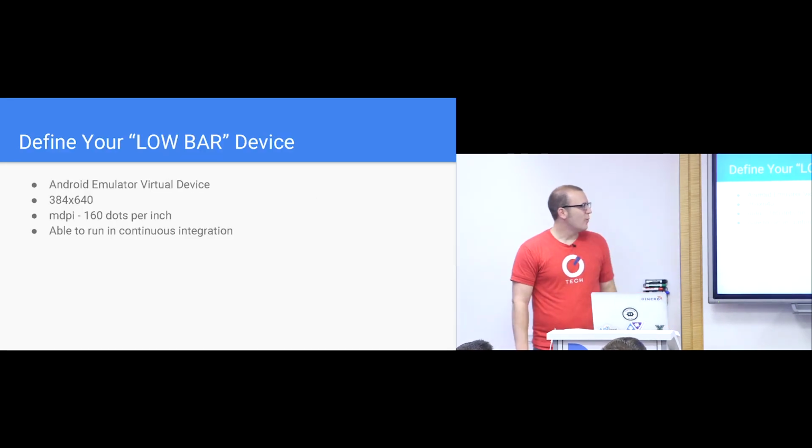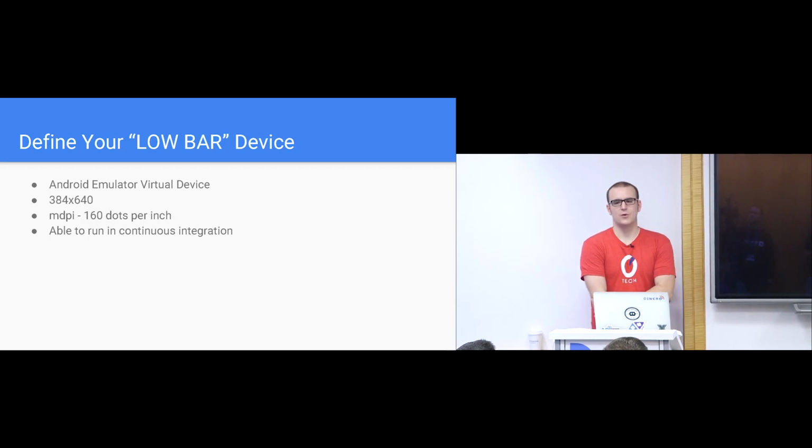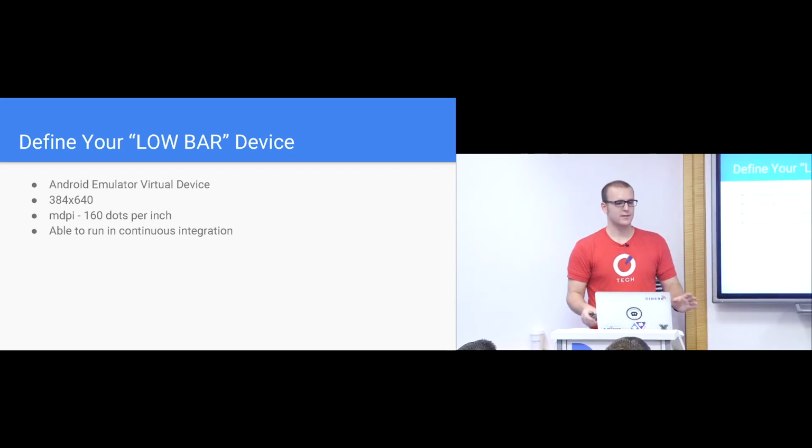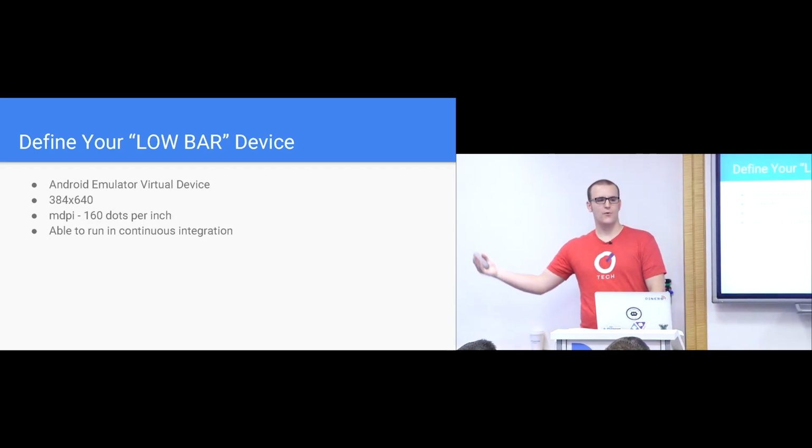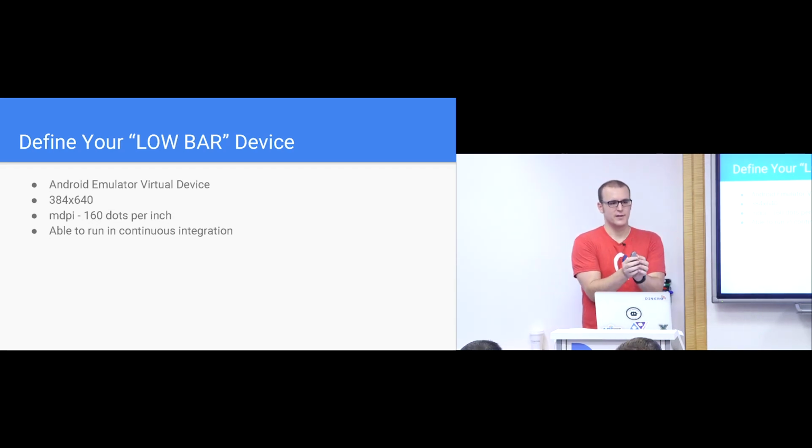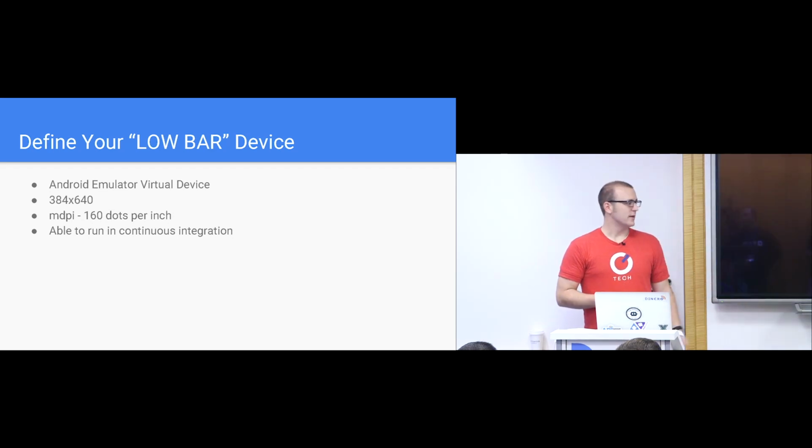All right, so define your low bar device. So with Espresso testing in general, if you're working on a team and everybody's doing this, like I have a Nexus 6, I have a Note 4, I have all these things, right? It passes on mine. Everybody needs to pretty much figure out, this is a device that we're going to accept our tests on. Because if you're not, it's not fair, right? You're going to slow down your development process by saying the test failed when it didn't on your device.